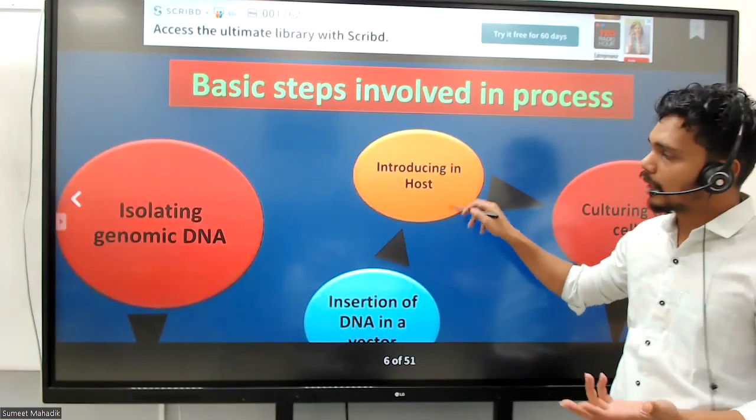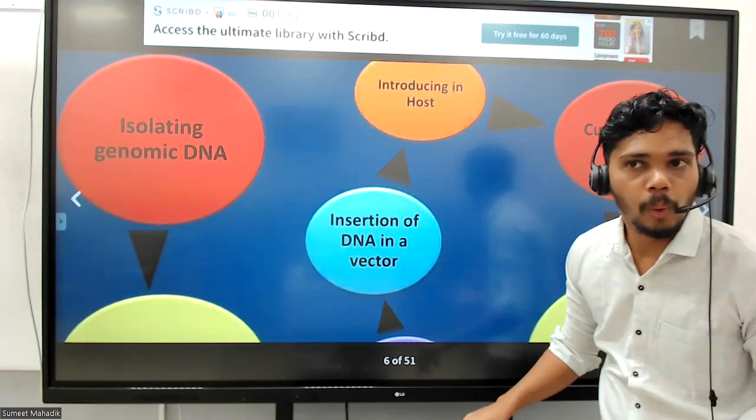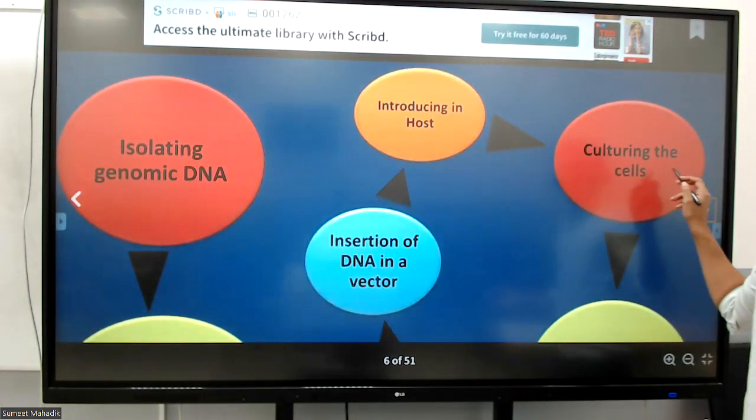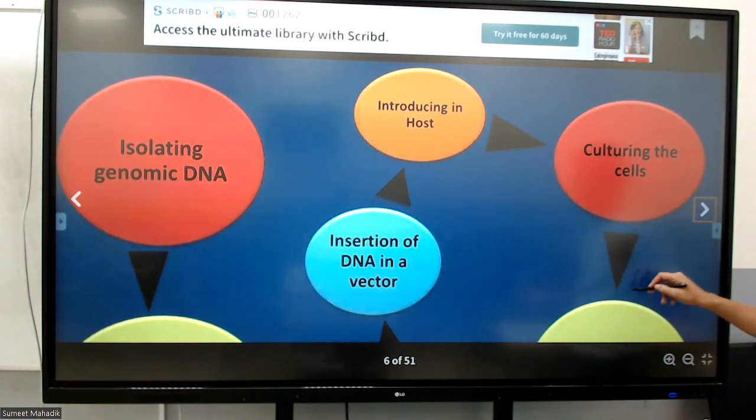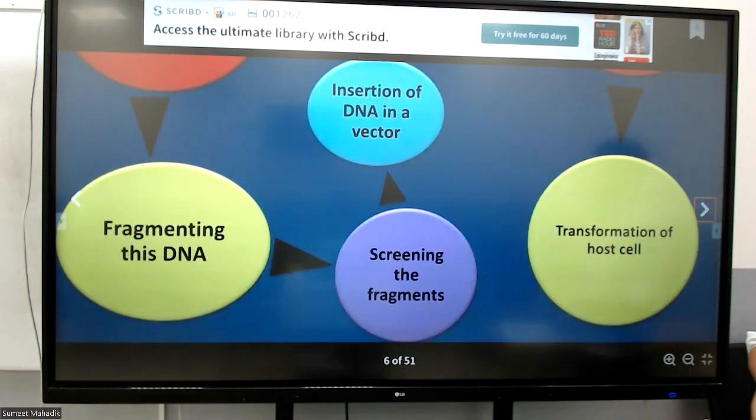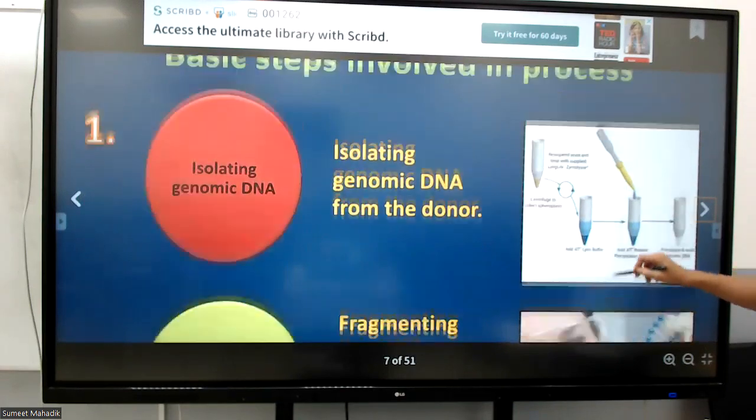Introducing the host. Can you skip this? No, we can't skip this. Then culturing the cells, which obviously undergo culturation and transformation of the host cell. And this host cell undergoes further screening. So now let's talk about the first method.